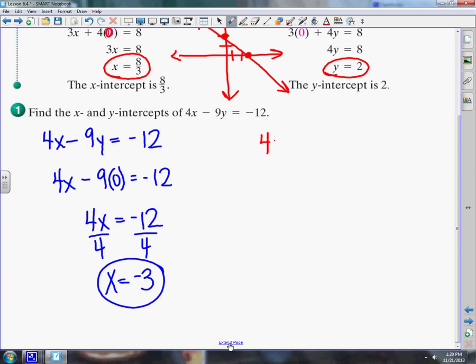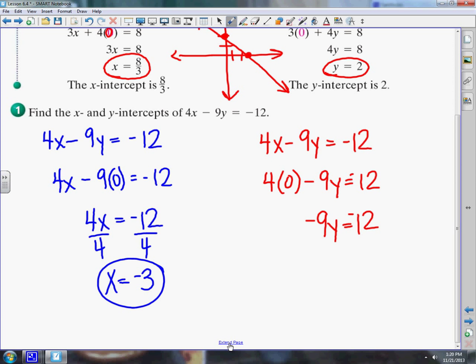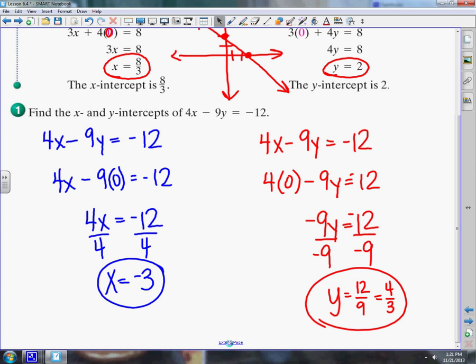Now I have 4x minus 9y equals negative 12. 4 times 0 minus 9y is negative 12. So negative 9y is negative 12, and then I divide by negative 9. So y equals 12/9, and then I can divide each by 3, so 4/3. And it's positive because it's a negative and a negative. So y equals 4/3. So I could graph that again really quickly just by making a dot at 4/3 and a dot at negative 3, both on the x and y axis, and connect them.